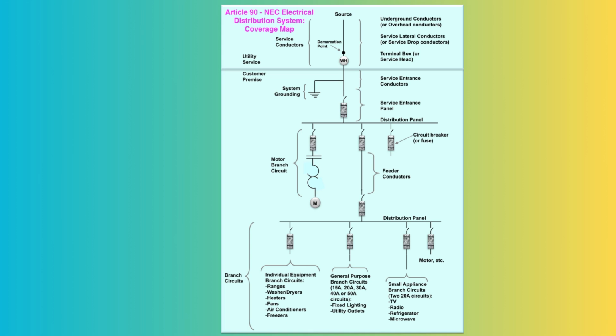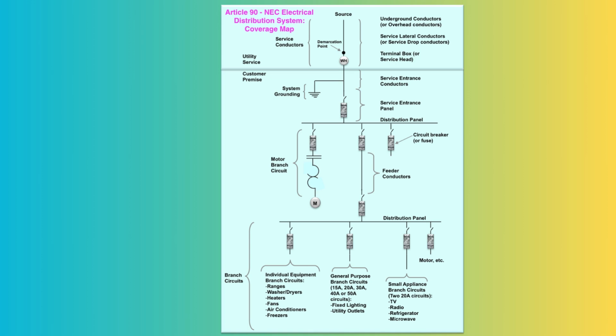Branch circuits. The NEC categorizes circuits based on their load and function, such as individual equipment circuits for appliances like ranges and dryers, general-purpose circuits for lights and outlets, and small appliance circuits for items like microwaves and refrigerators. These branch circuits must comply with NEC standards regarding amperage ratings and specific appliance connections.